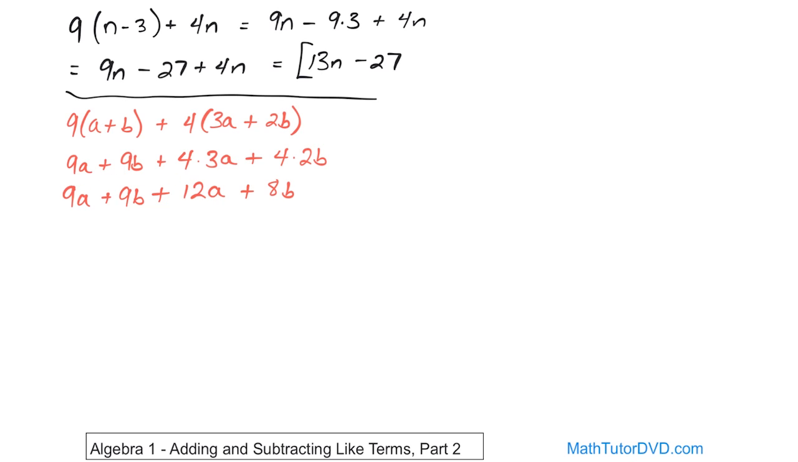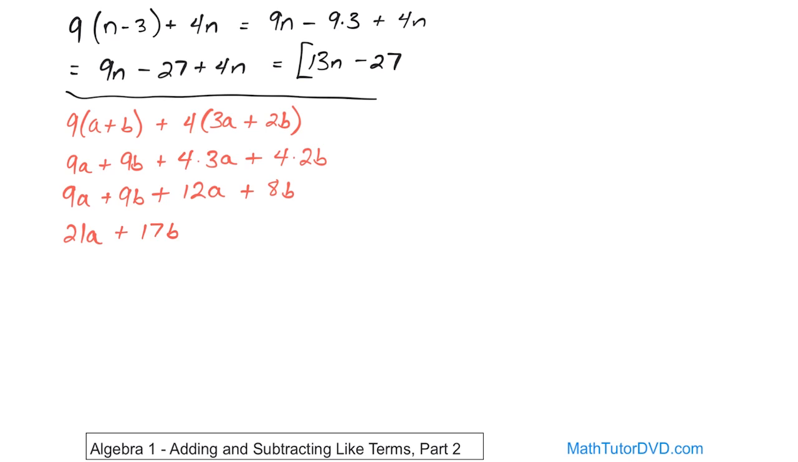So you can just add the 9 to the 12. Those are both positive numbers. 9 plus 12, what are you going to get? You're going to get 21 a's. And then separately you have 9b and 8b. These are like terms because the variables match, so that'll give you 17. Those are both positive numbers, 17 b's.